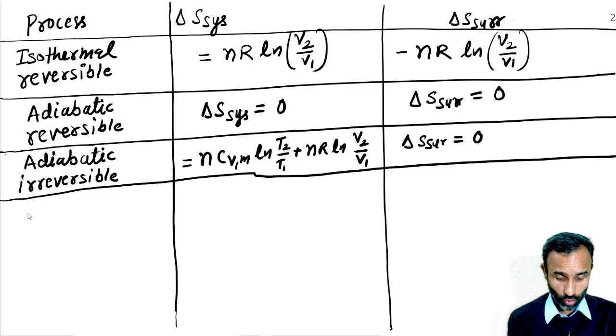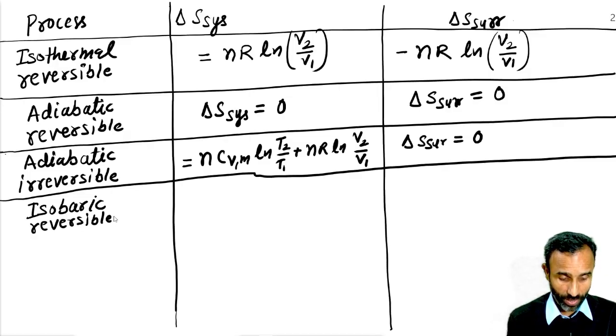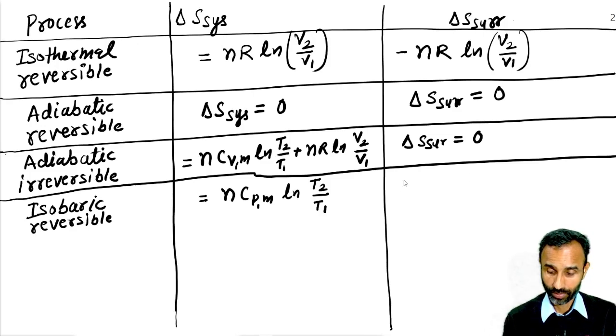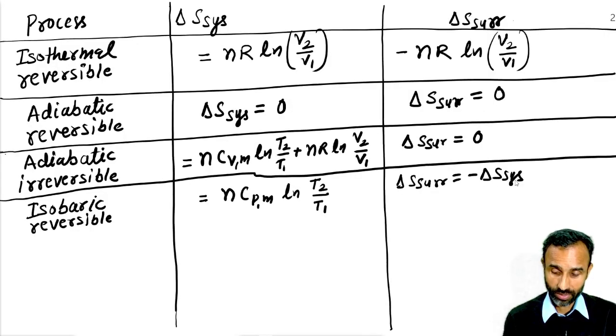Now isobaric. What do you mean by isobaric? Yes, pressure is constant, right? So when pressure is constant, it is n Cp,m natural log of T2 by T1, and delta S surrounding is minus delta S system.